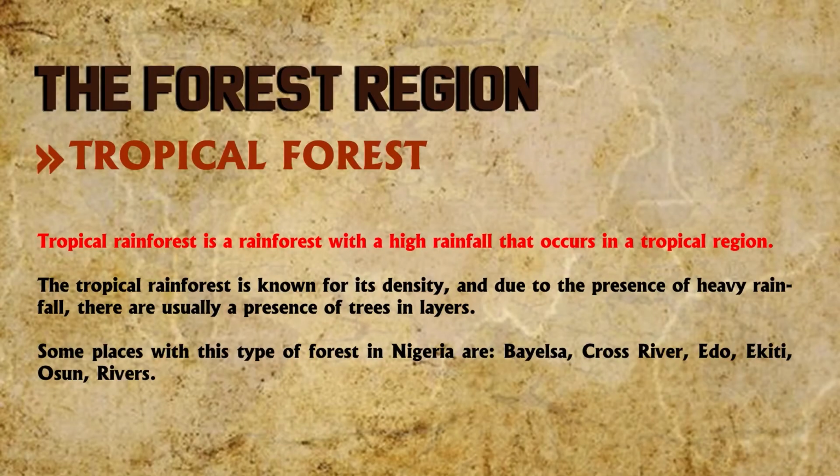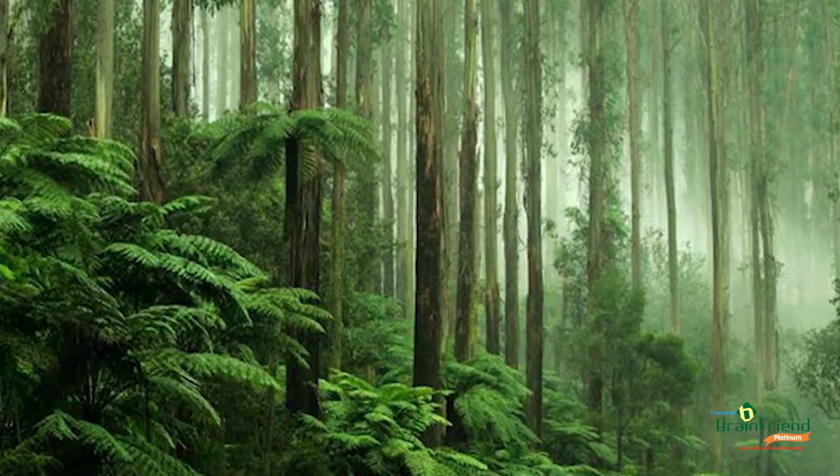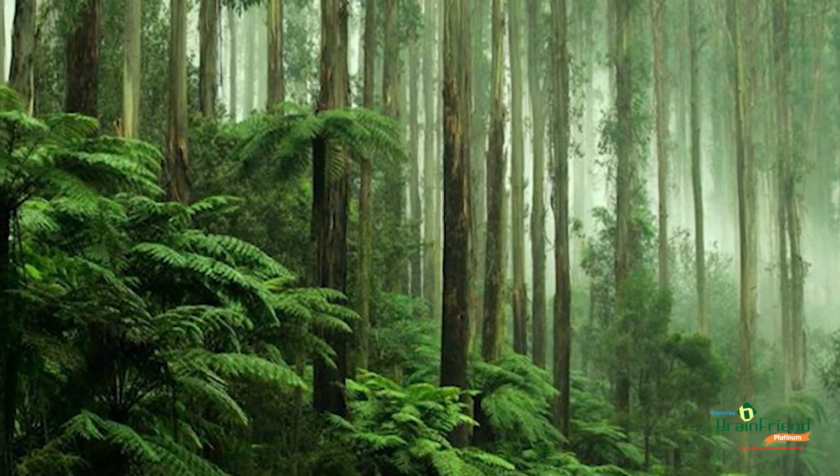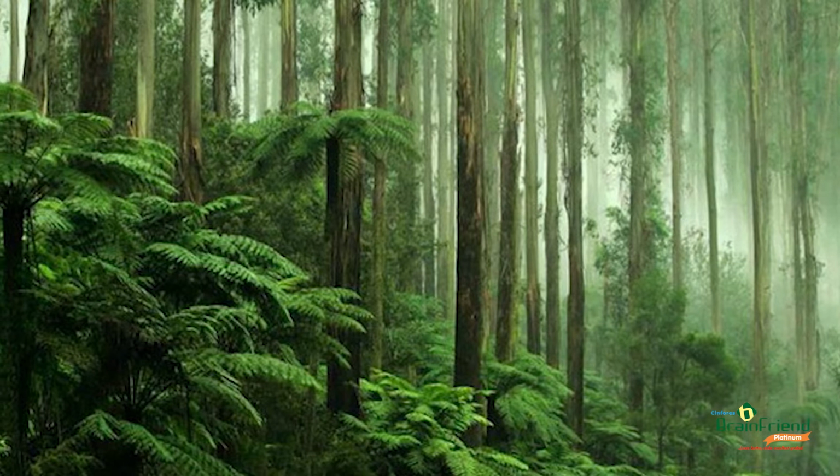The next type of rainforest we'll be looking at for this class is the tropical rainforest. In this type of forest, there is usually a high level of rainfall, and it occurs in tropical regions. Due to the high level of rainfall, trees occur in layers in this type of forest. As we can see from the image on our screen, the trees in the rainforest occur in different layers, or we can say different levels.